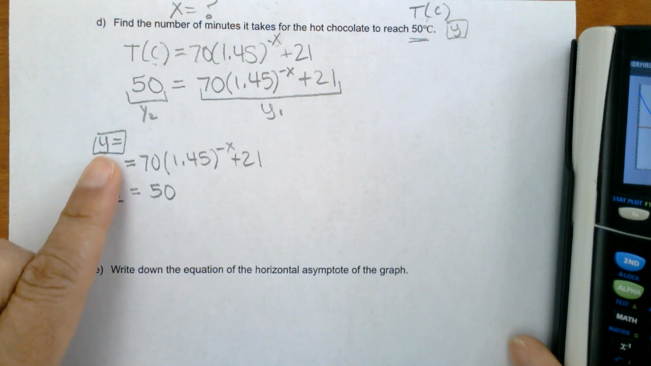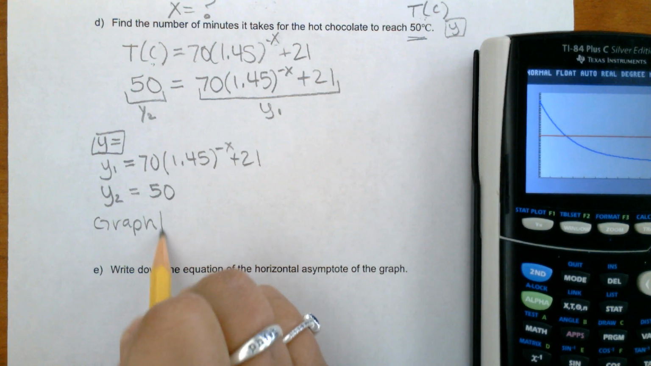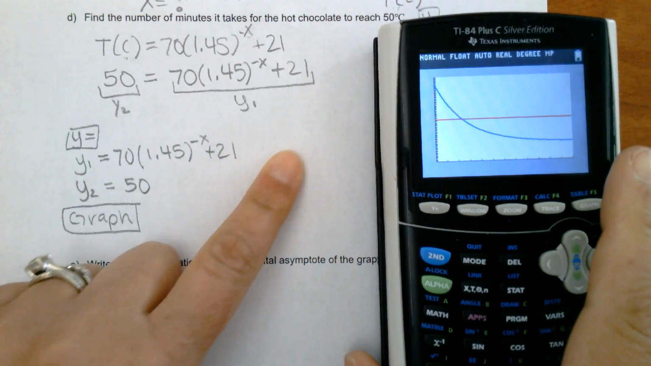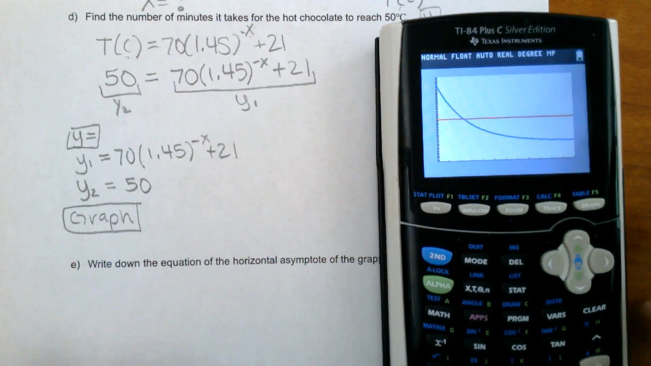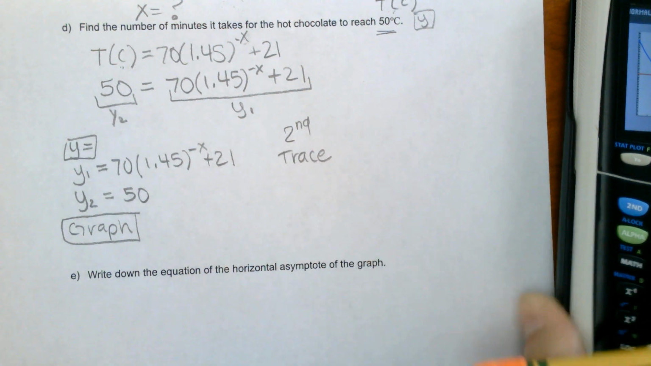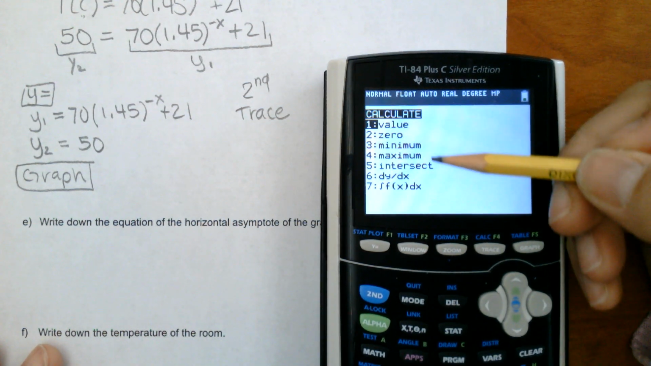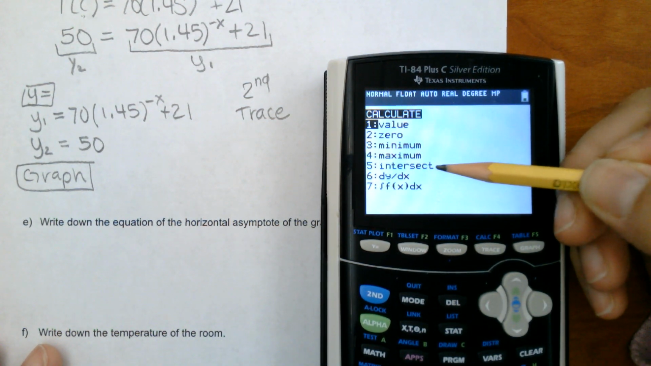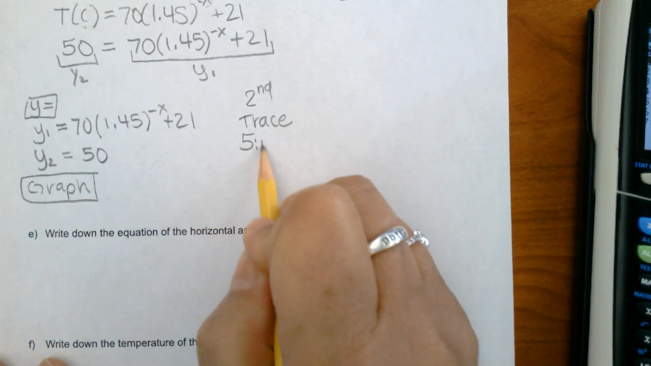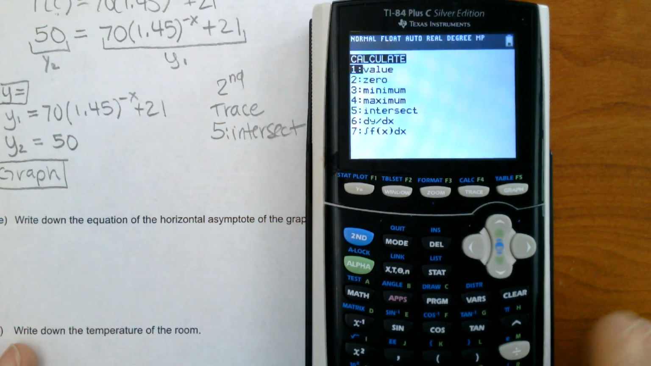Okay, so we pressed y equals, we put this in, then we pressed graph. Now let's go find their intersection point. So when you find their intersection point, we're going to have to press second trace. So remember these steps, second trace. So let's do that. Second trace. Okay. We have to find, you're right, number 5, intersect, where they intersect. So that's what we're going to push. Number 5, intersect.